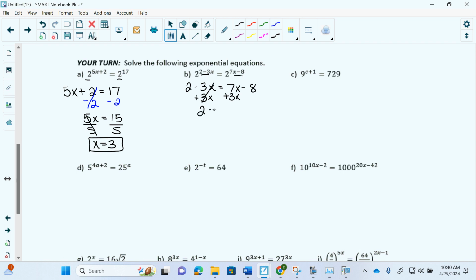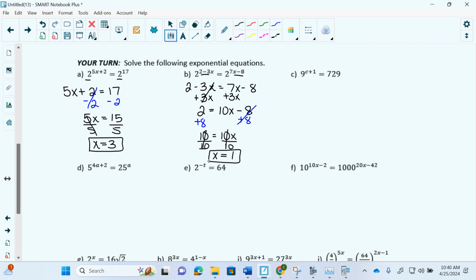So 2 equals 7x plus 3x, 10x minus 8. Then we're back to junior high math again. Add our 8: 10 equals 10x. Divide by 10. And x equals 1 because it canceled off. What is this slanted line when it cancels? A really large 1, not a 0.